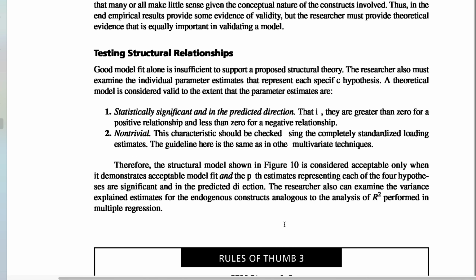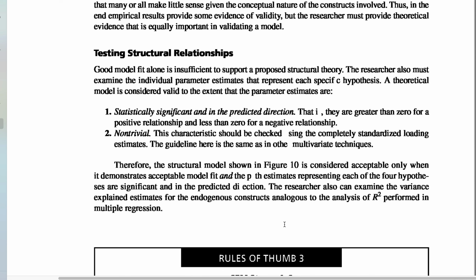Testing structural relationships. Good model fit alone is insufficient to support the proposed structural model theory. The researcher also must examine the individual parameter estimates that represent each specified hypothesis. A theoretical model is considered valid to the extent that the parameter estimates are statistically significant and in the predicted direction, that is, greater than 0 for a positive relationship and less than 0 for a negative relationship. Additionally, the characteristics should be checked.